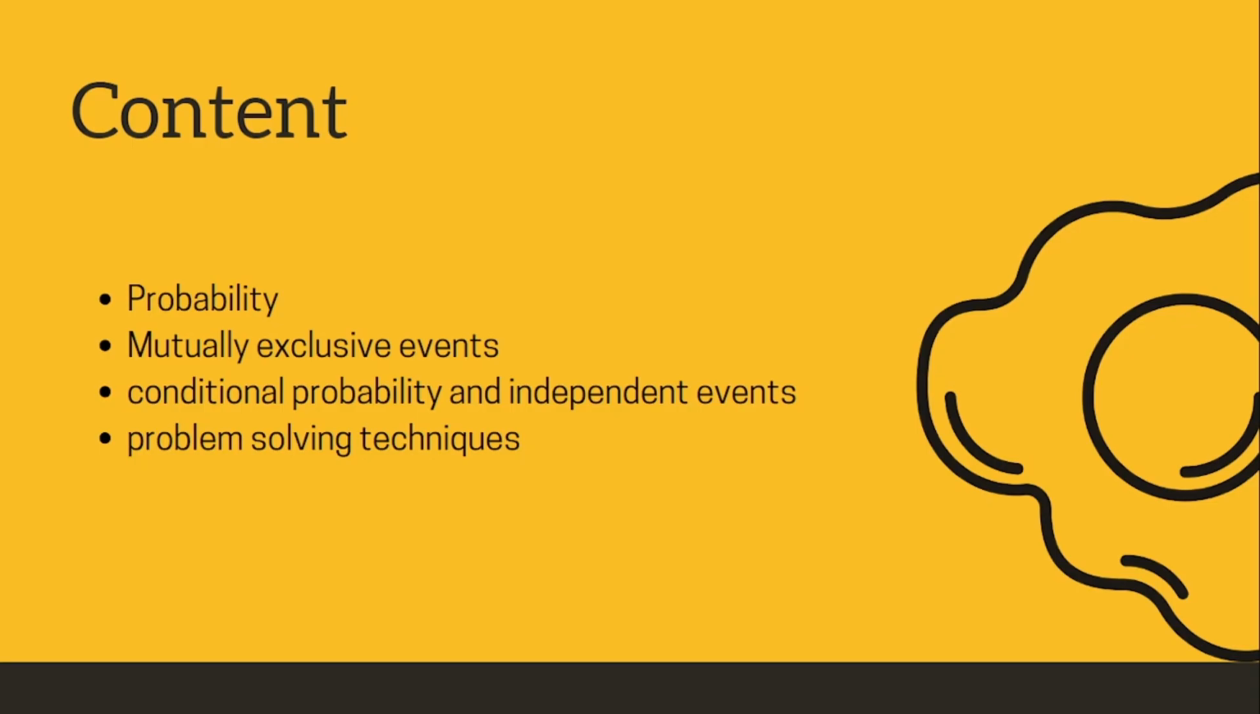So this is the content which I'll be going through. The main parts are probability itself, mutually exclusive events and independence, as well as conditional probability, and problem solving techniques, of which there are 4 of them.